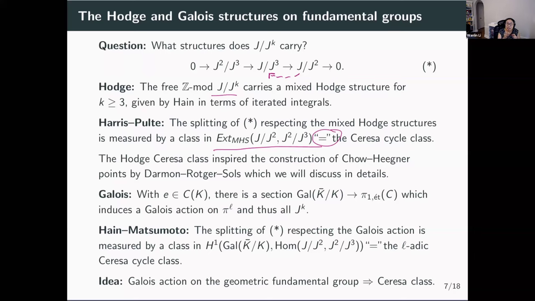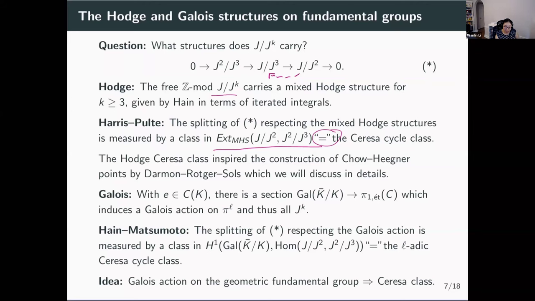So this is telling you that the Ceresa cycle class under the Abel-Jacobi map actually measures, it contains information about the structure of the fundamental group of the curve. And this whole Ceresa class inspired the construction of what we'll discuss later, a construction called Chow-Heegner points by Darmon-Rotger-Sols, that we will use to determine non-triviality of the Ceresa cycle. So this is the Hodge structure side.